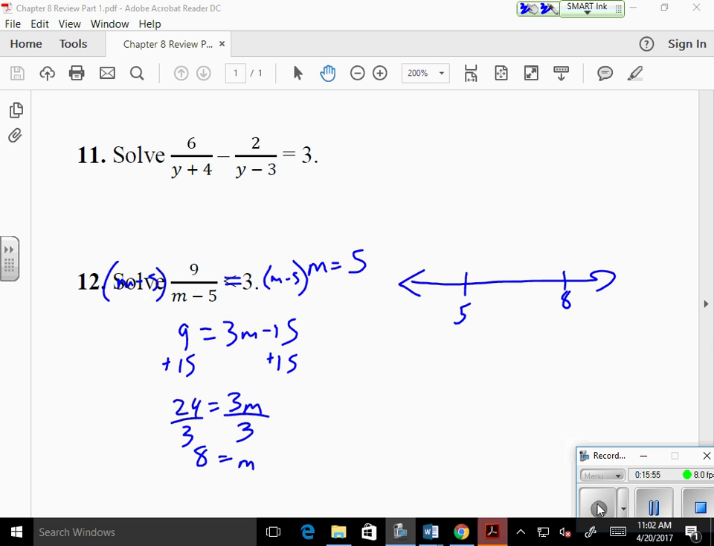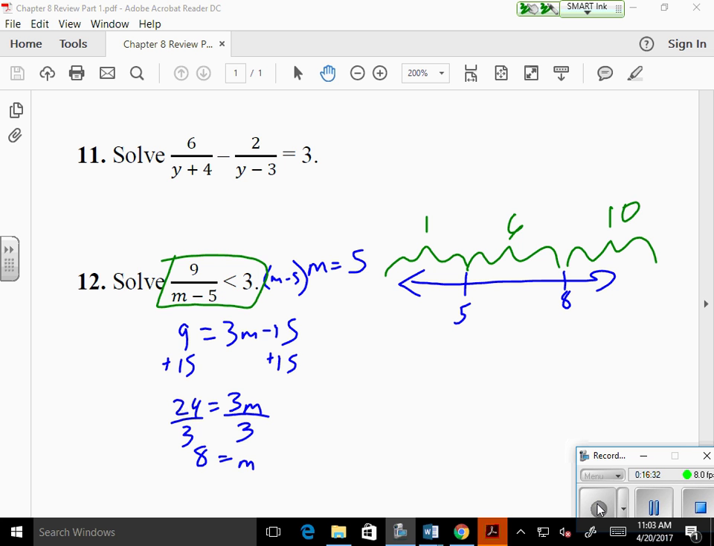There's 8, there's 5. I need to pick a number to test in the original inequality. I need to pick a number within each of these intervals. I need to pick a number less than 5, a number between 5 and 8, and another number greater than 8. So less than 5, the easiest one would be maybe 1. I'm trying to do these in my head. And then 5 to 8, let's go with 6. And then bigger than 8, we'll go with 10.